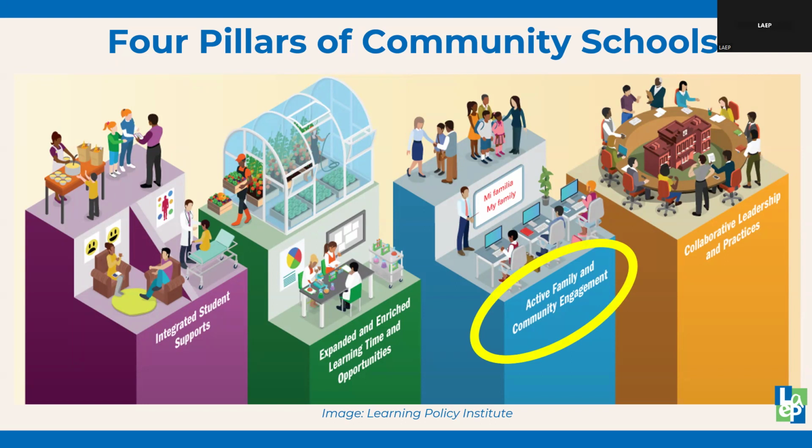In the previous video, part 2 of this series, we discussed collaborative leadership and practices and stressed the importance of involving all stakeholder voices in creating a shared vision, decision-making, and distributing responsibility through participatory practices. This pillar of active family and community engagement works alongside collaborative leadership and practices. The two reinforce each other, as we mentioned in the part 1 introductory video, that all pillars reinforce each other to make an effective community school.